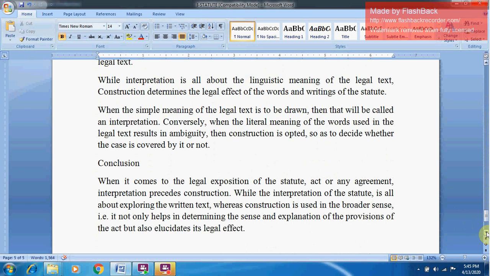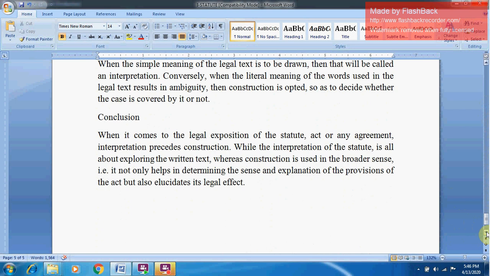When the simple meaning of the legal text is to be drawn, it will be called interpretation. Conversely, when the literal meaning of the words used in the legal text results in ambiguity, then construction is opted for, so as to decide whether the case is covered by it or not. At last, in conclusion, when it comes to the legal exposition of a statute, act or any agreement, interpretation precedes construction.